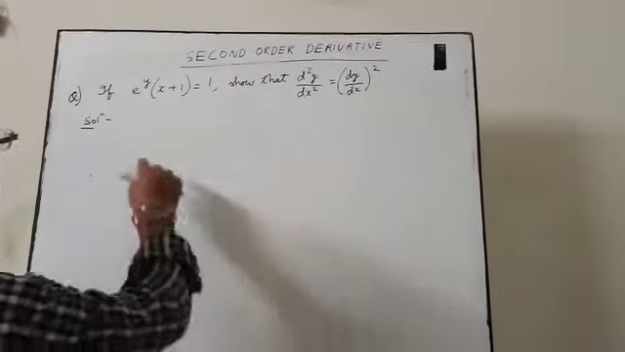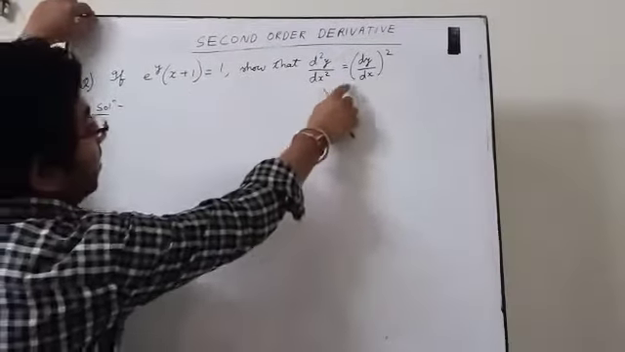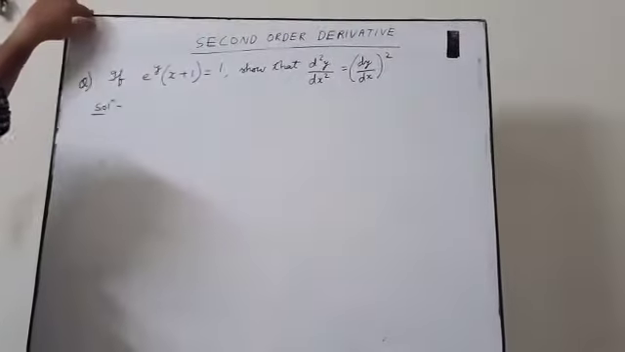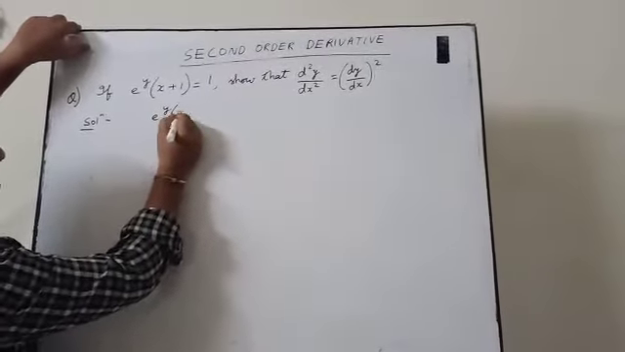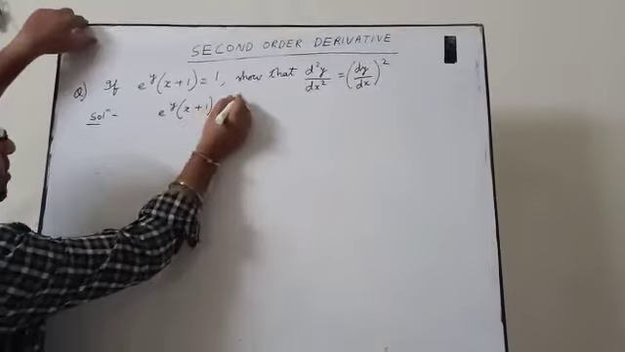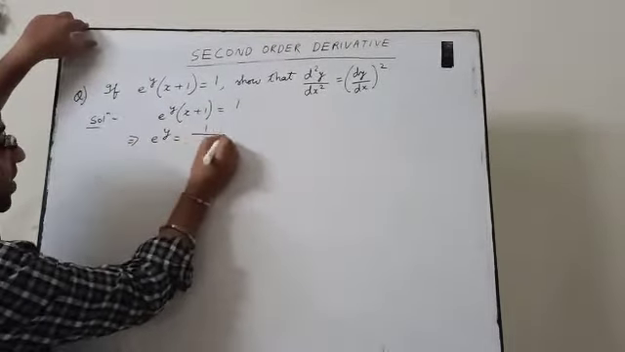Okay. Let's come to this question. If e to the power y (x plus 1) is equal to 1, show that the second order derivative is equal to the first derivative whole square. So take this one, e to the power y (x plus 1) is equal to 1. So e to the power y equals 1 by (x plus 1).